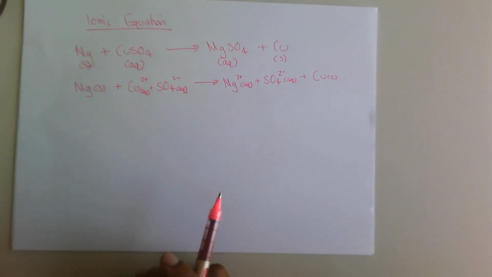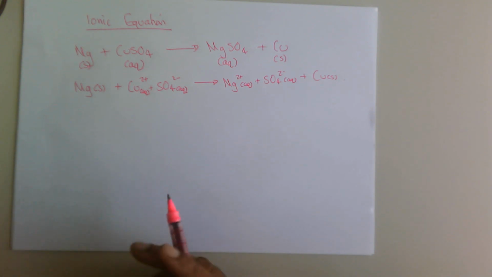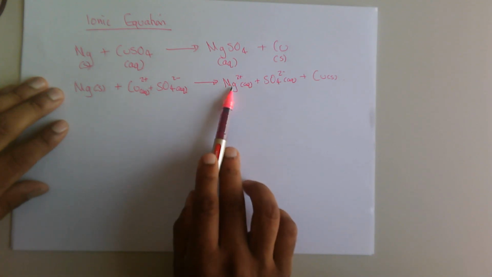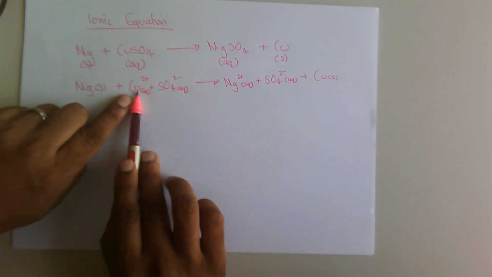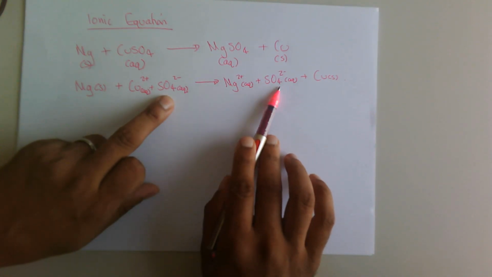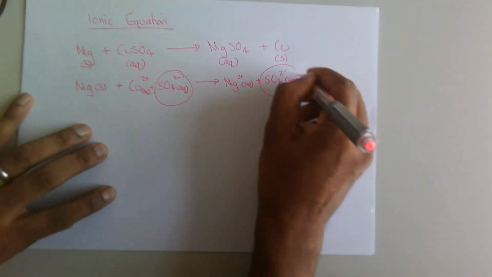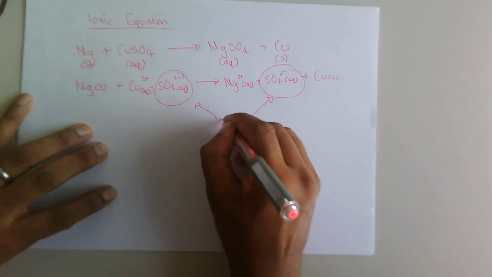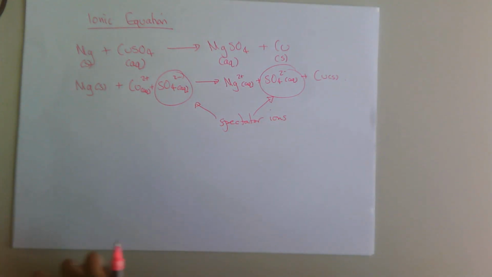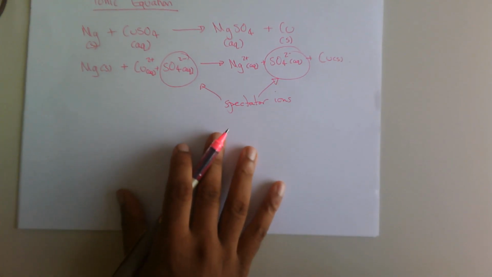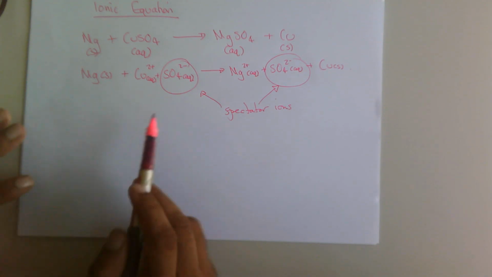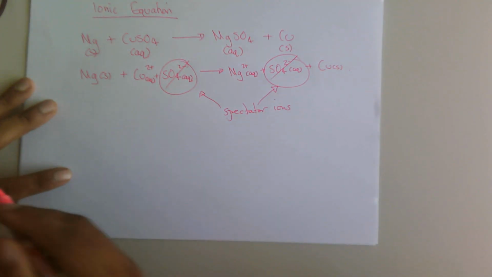Then you need to look at which ions are not doing anything. We can see that magnesium is becoming Mg2+, so there's something happening there. Cu2+ is becoming Cu, so something is happening. SO4 2- becomes SO4 2-. So these two ions we call spectator ions. For GCSE, you don't necessarily need to know it in these words, but it's easy to understand what they're doing because they're not doing anything, they're just watching, hence the word spectator. And then you get rid of those, and once you've got rid of those, you rewrite your equation.